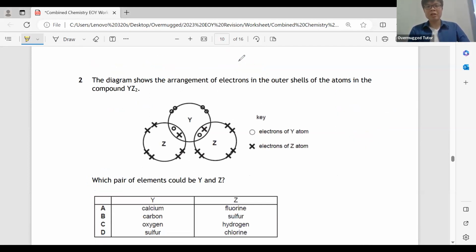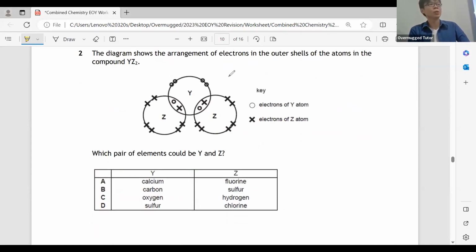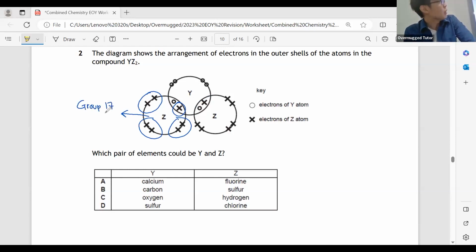The diagram shows the arrangement of electrons in the outer shells of the atoms in compound YZ. You need to recognize that this is a covalent substance. Why? The sharing of electrons involves covalent bonds. Same thing over here. You can go and match with your periodic table. Look at how many outer shell electrons you have. Z has 7 crosses. What does that mean? It is in group 17 or group 7.